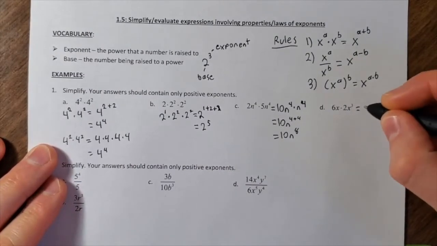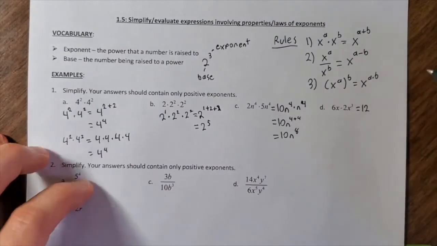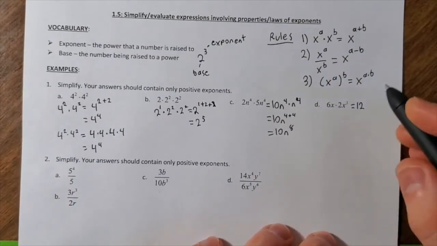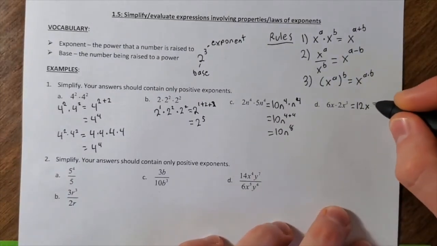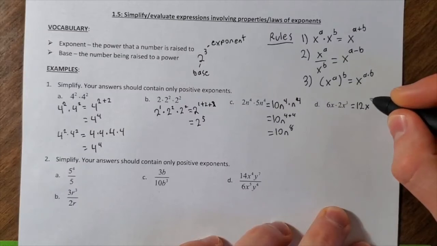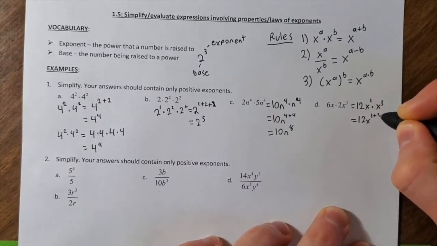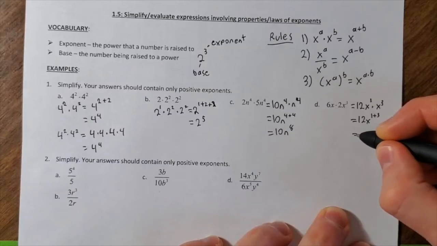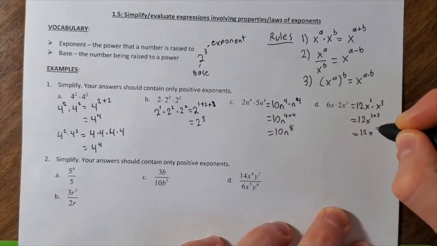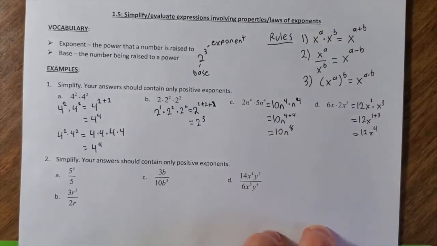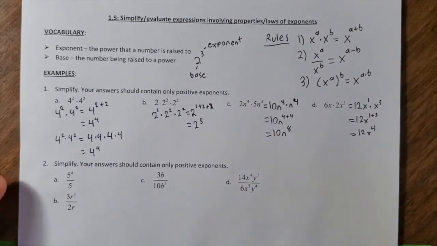So 6 times 2, that'll get us 12. And now we have our like bases, our x to the 1st and our x to the 3rd, which results in, well, I'll write that out again, times x to the 1st times x to the 3rd, which is going to give us 12x to the 1 plus 3 power, giving us a final answer of 12x to the 4th. All right, that was a look at our product rule.